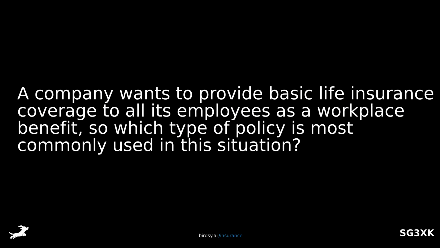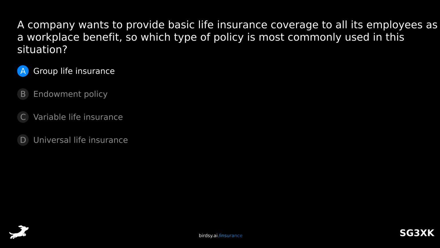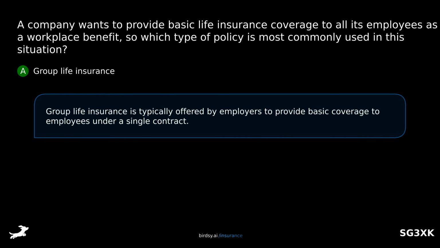risk. A company wants to provide basic life insurance coverage to all its employees as a workplace benefit. So which type of policy is most commonly used in this situation? Is it A, group life insurance, B, endowment policy, C, variable life insurance, or D, universal life insurance? The correct answer is A, group life insurance. Group life insurance is typically offered by employers to provide basic coverage to employees under a single contract.